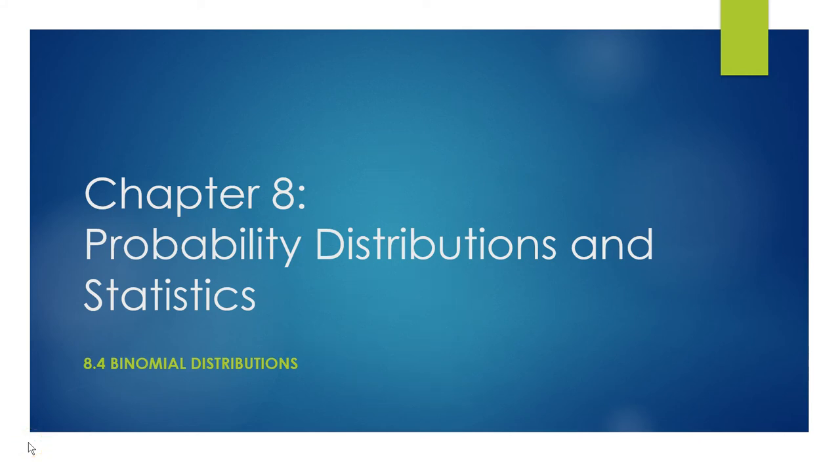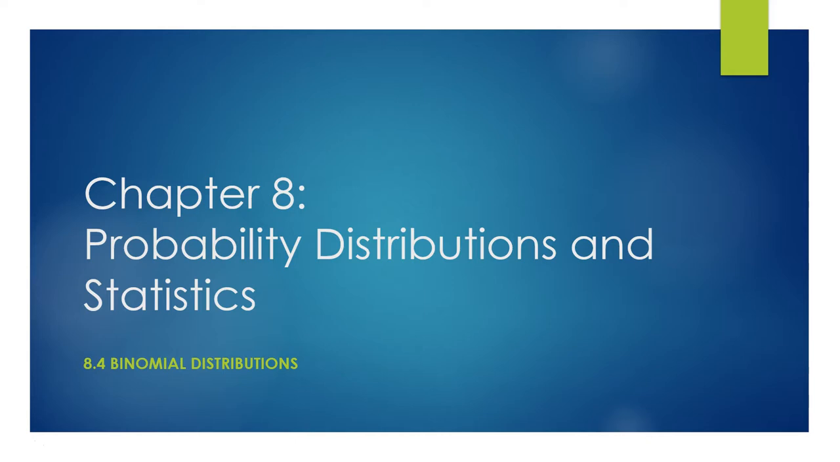As we round out and finish Chapter 8, we're going to take what we know about probability distributions and take it a step further, and look at some very specific probability distributions, namely binomial distributions and normal distributions, which are most often used in elementary statistics courses. The first one we're going to look at is binomial distributions.